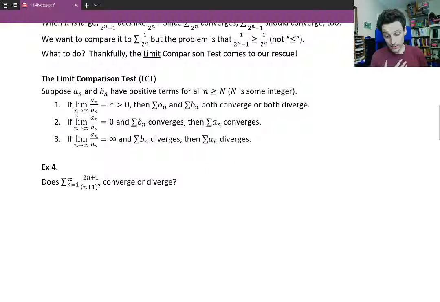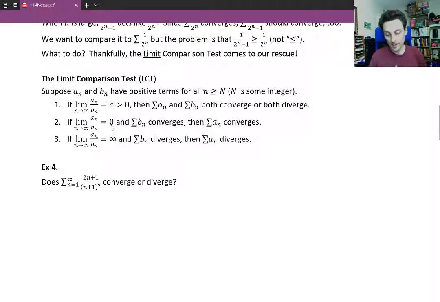So that's what happens if the limit as n approaches infinity of a sub n over b sub n is equal to some positive, finite number, I should say. Infinity doesn't count as a number. The other two conditions are the other two cases. So what happens if that limit is equal to 0? Or what happens if that limit is equal to positive infinity?